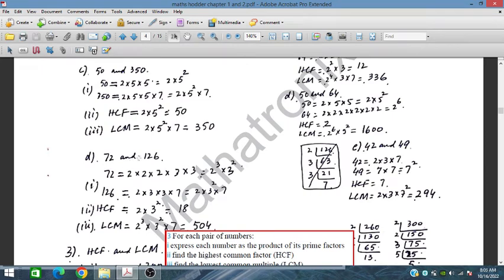Similarly for 72 and 126, 2 power 3 and 3 power 2. 72 is broken down into prime factors like this, and 126 as 2 into 3 power 2 into 7. So we can see that 2 into 3 power 2 is the highest common factor, which is 18. So this is the HCF. Similarly for LCM, we have 2 power 3, 3 power 2 and 7. So this is 504.